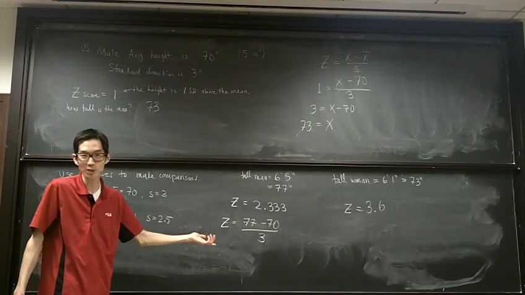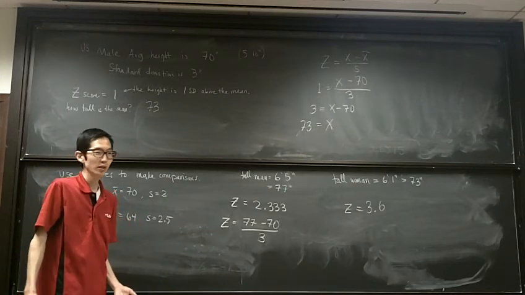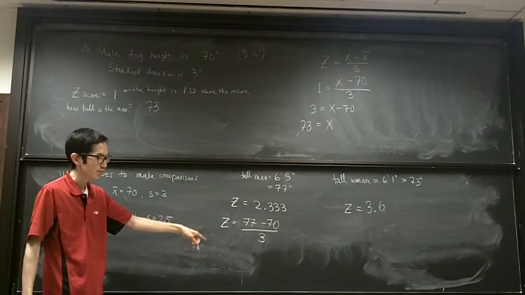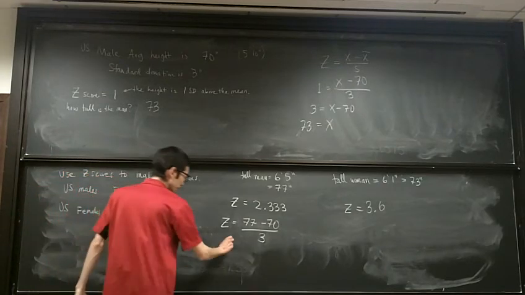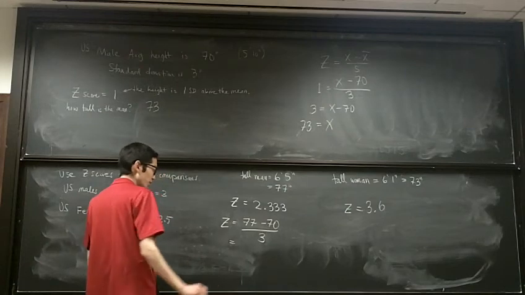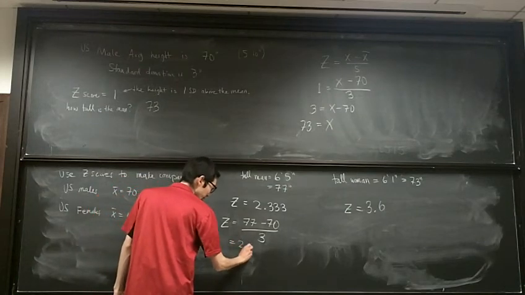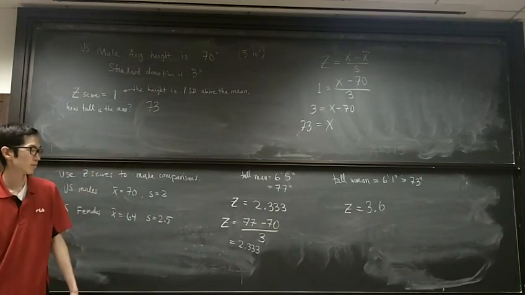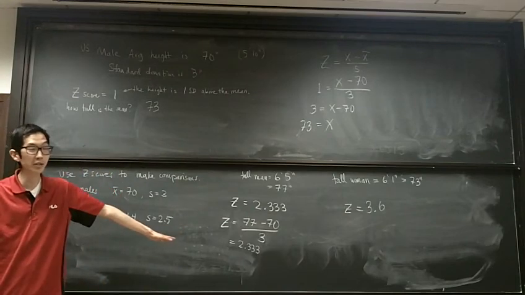So I do 77 minus 70 divided by 3. If you're going to punch this into your calculator, make sure you solve the top before you do the division. Otherwise, it might do order of operations and you're going to get the wrong answer. You should get 2.333. Are there any questions on that?